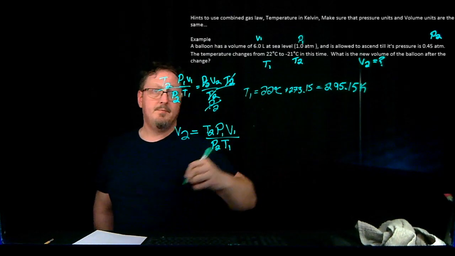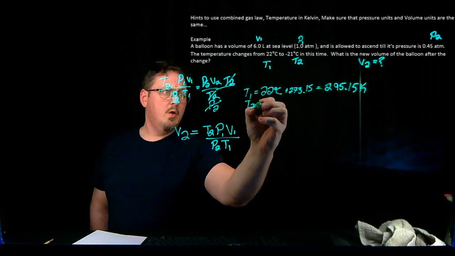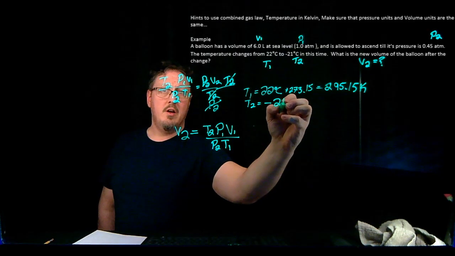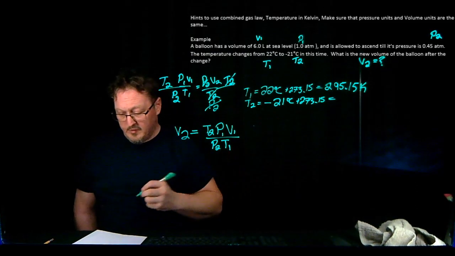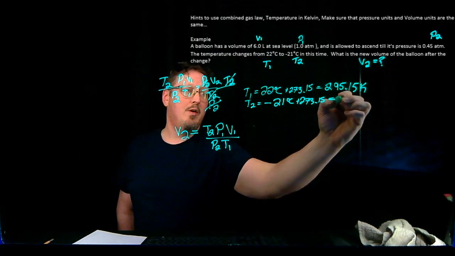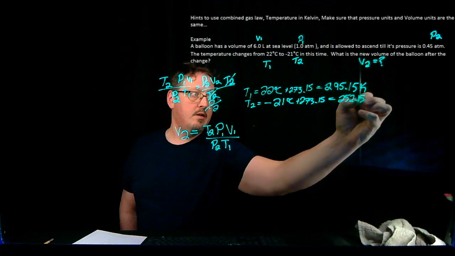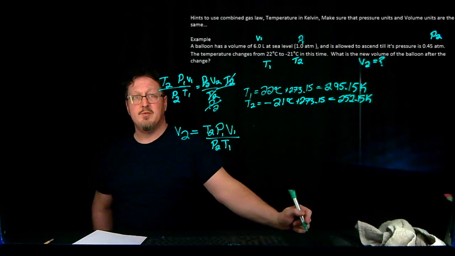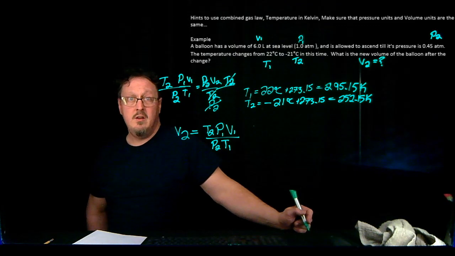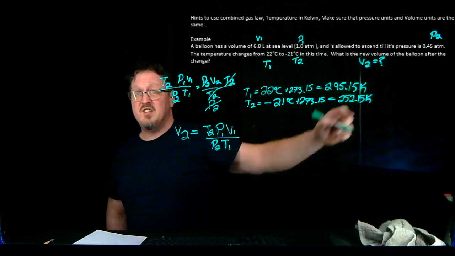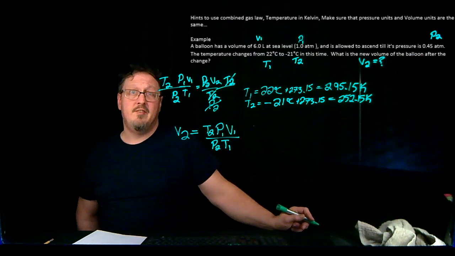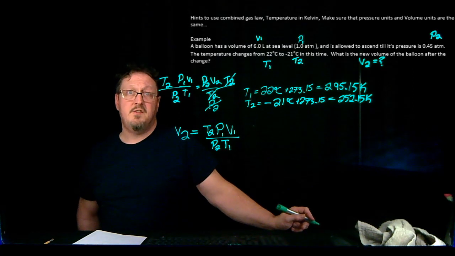My temperature 2 is going to be negative 21 degrees Celsius plus 273.15. That is going to be 252.15 K. Okay, so now we have our temperatures, so we can put those in. My pressure units are both in atmospheres, so I'm not going to change them because they already work. My volume unit is in liters, which means that'll work. So everything here should spit out a volume unit of liters when it's all said and done.